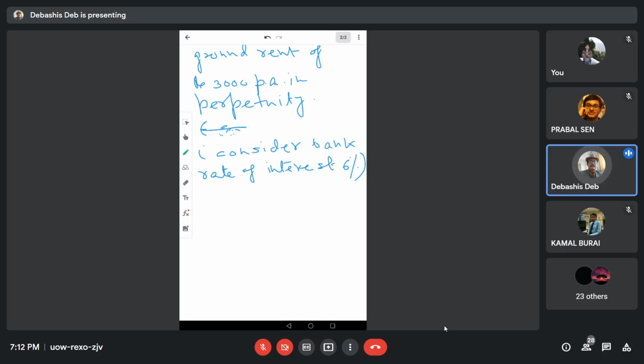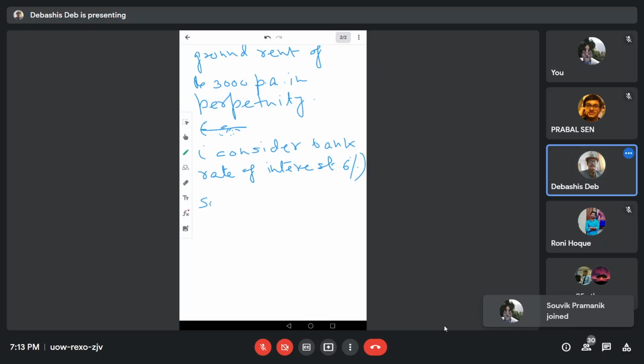So there was a lease agreement between the leaser and lessee. As per the lease agreement, as on date, only 19 years is unexpired. So we must consider n equal to 19. During this period, 19 years, the ground rent will be 5,000 per annum. After that, it will be 3,000 per annum in perpetuity.